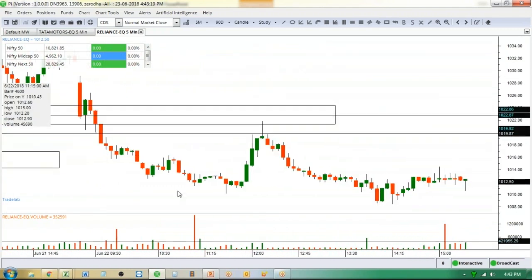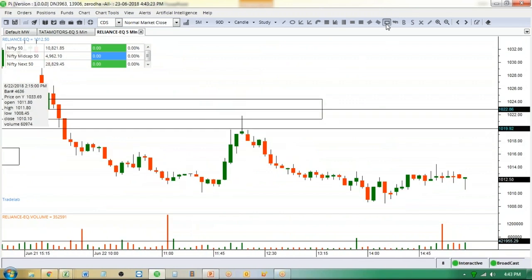For example, Reliance. Say the confirmation came at the lower end of the box. If the confirmation is coming at the lower edge, you will try to buy only the lower edge. Okay, this is the best practice. If the confirmation comes at the upper edge, you will buy it from the upper edge. Okay.